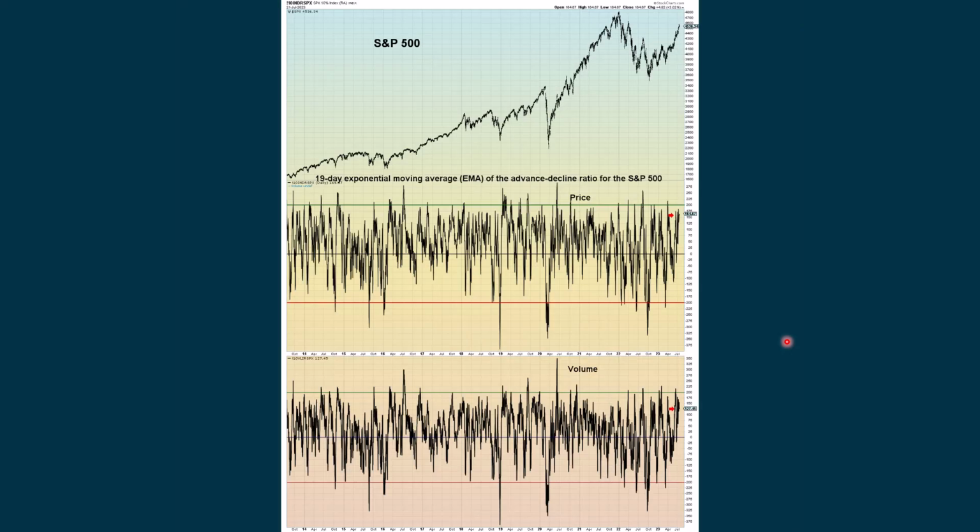Then this chart, it changes an awful lot. It's a 19-day exponential moving average of the advance decline ratio for the S&P. When we're above zero and advancing based on price, that's positive, as well as volume. We tend to use this like an oscillator. We're not getting an extreme reading, either positive or negative, but sometimes we can use price and volume to confirm each other, but since they're not extreme, we haven't been using this chart.